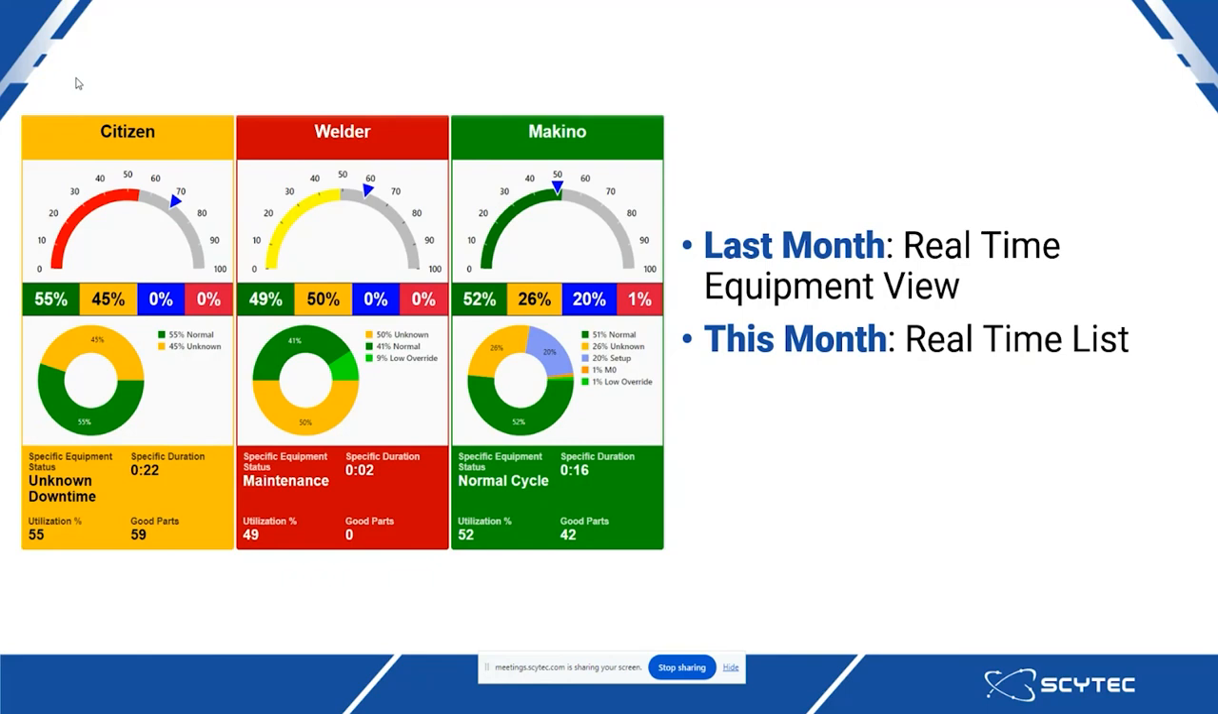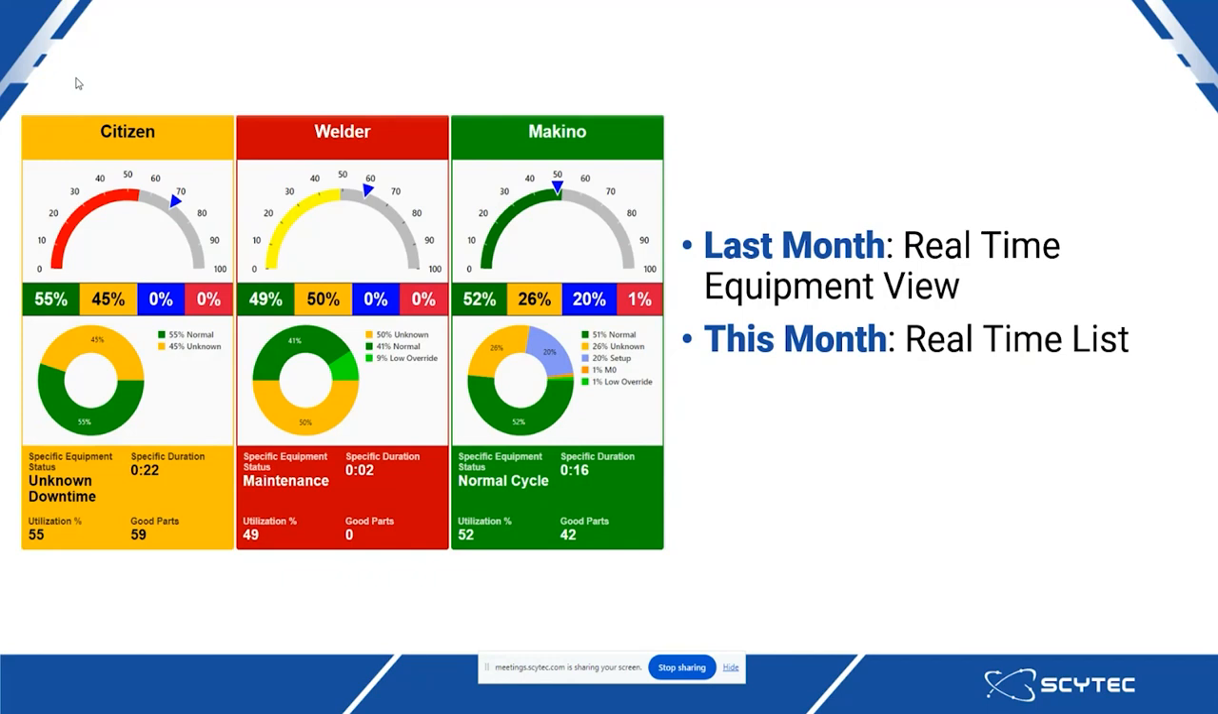We want to see that utilization at 70%, but in reality, what it actually is, is about 55%. And then underneath that, you can see some of the other machine statuses that you demand, such as knowing the specific equipment status that the Citizen machine has been in: an unknown downtime. It has been in that unknown downtime for 22 minutes, which you can see there with the specific duration number, its utilization percentage, and also how many good parts. And this is nothing standard. Everything that you see in these little equipment cards here is 100% user defined.